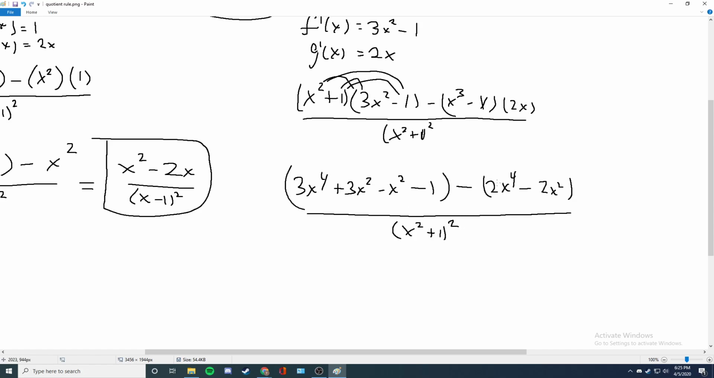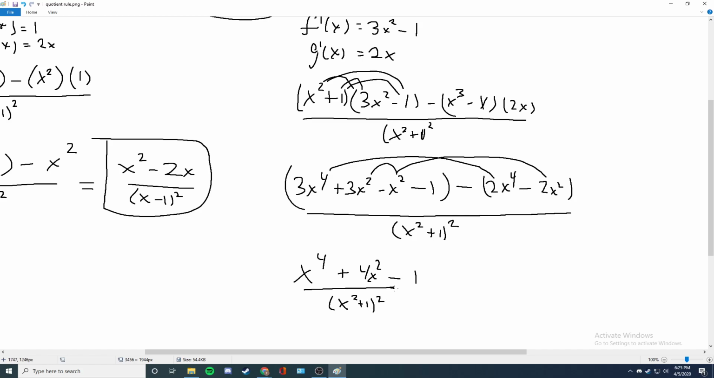Now we can combine like terms. We'll combine those two, and we'll combine each of these x squared terms. So we'll end up with 1x to the fourth. We have a minus a negative x squared, so we'll have plus 4x squared in the middle, minus 1, all over that stuff in the bottom still. And now this is the derivative of example 2.